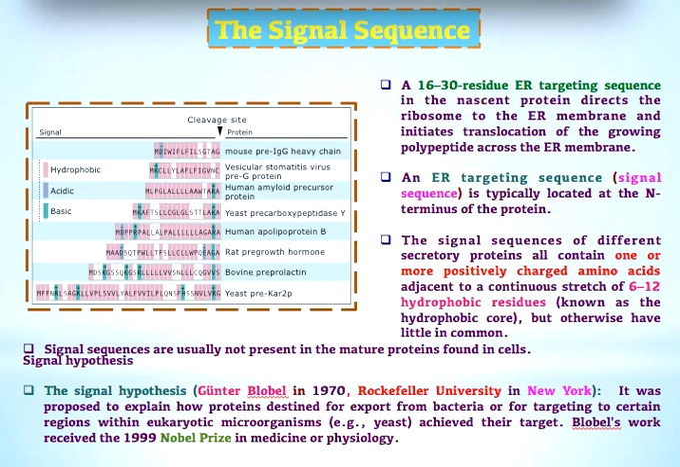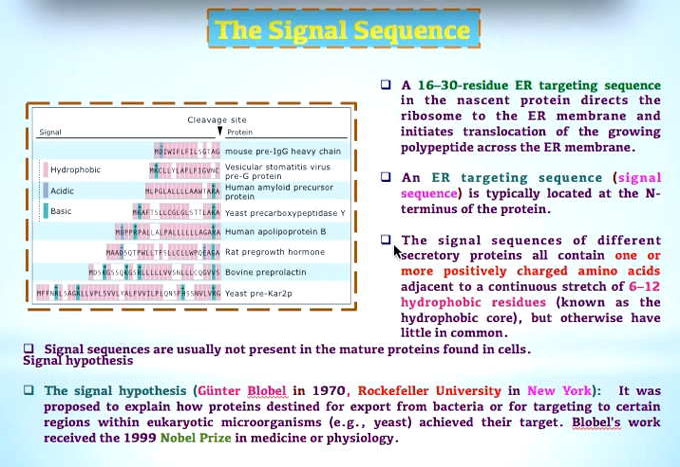Interestingly, in most cases these polypeptides don't require this signal peptide for their proper functioning, which in other words means that these signal peptides are removed upon reaching inside the lumen of the ER. So in the functional mature protein, you will never find these signal peptides present.